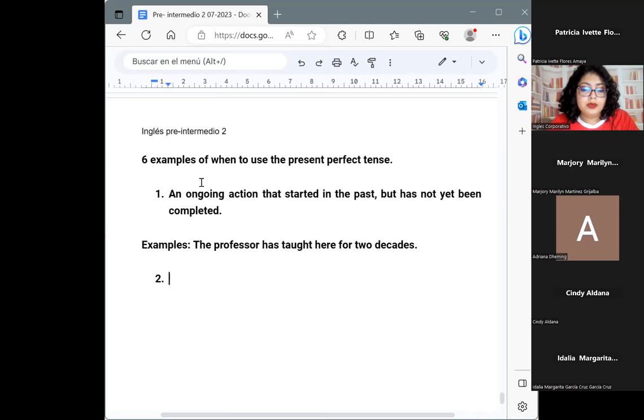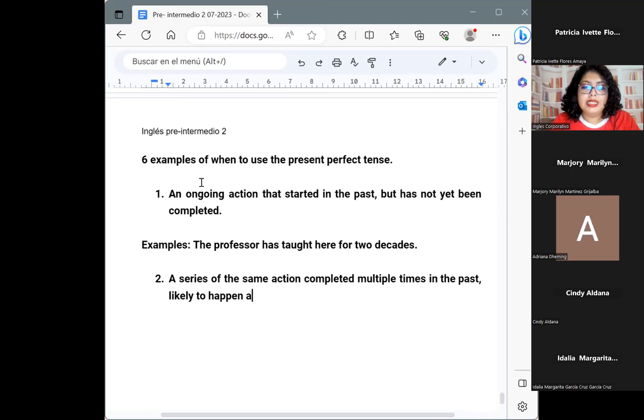Number two, a series of the same action completed multiple times in the past, likely to happen again in the future.